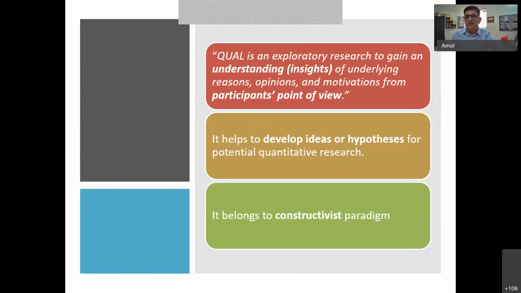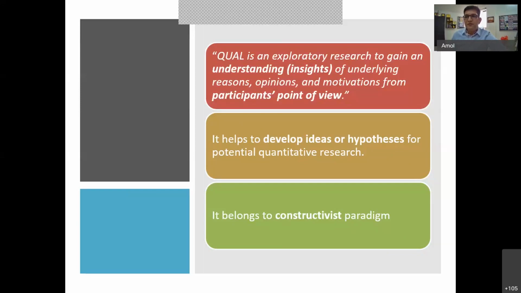So the one thing I'm touching on now is the definition of qualitative research: it is exploratory research to get an understanding of underlying reasons, opinions, and motivations from participants' point of view. Now these last few words are very important. From participants' point of view.